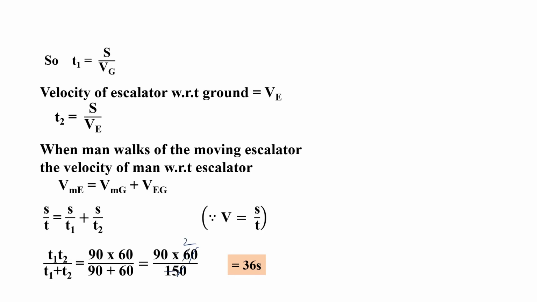3 2s are 6, 3 5s are 15, and 5 1s are 5. Here also 5 1s are 5. Here 5 8s are 40. So 18 2s are 36. 36 seconds. So option 3 is correct.